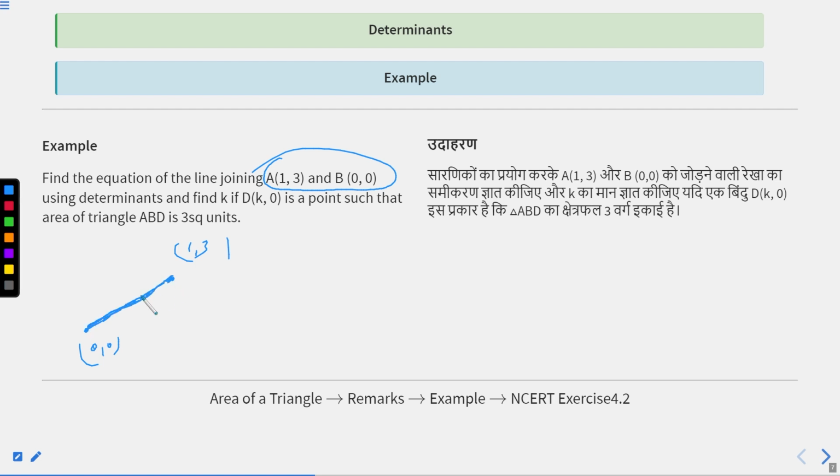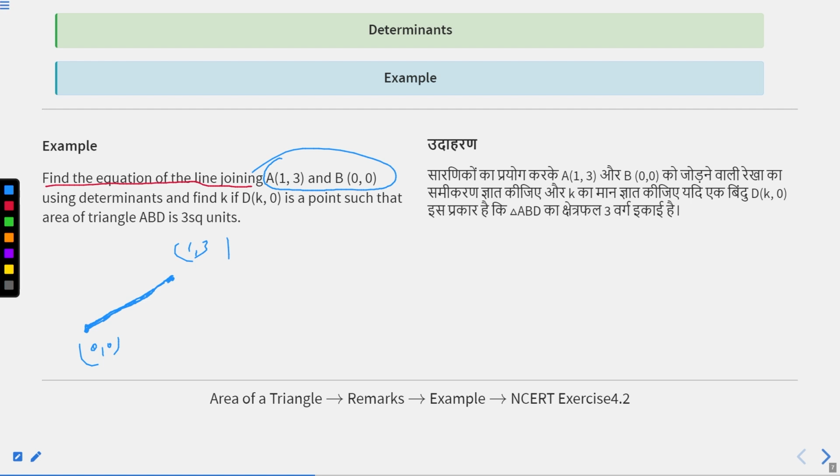Clear? So how are you going to find it? How do you think you can find the equation of the line joining A and B using determinants? As you just saw, if you have 3 points collinear, then the determinant will be 0. We will use that information.